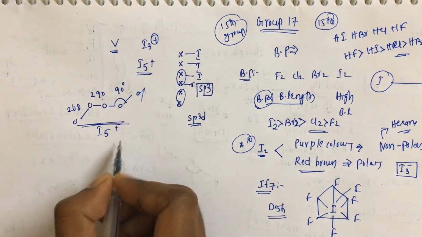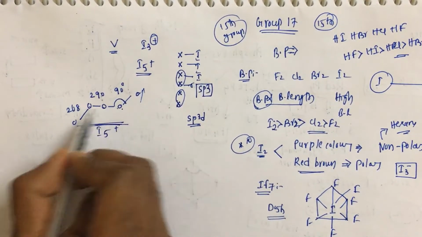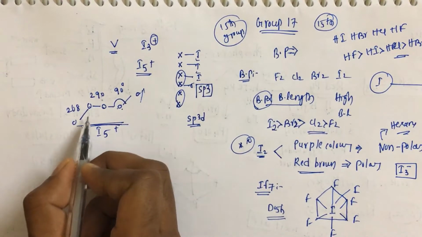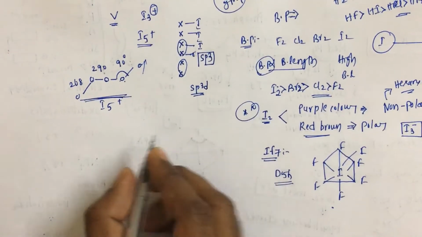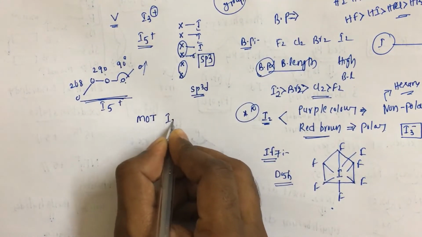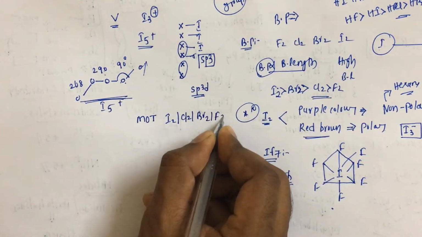This is the I5 plus structure. Here 3 iodines are on the plane, like linear, one iodine is on the top, and another iodine is down. So this is the structure of I5 plus, and now we'll go for the MOT of halogens: MOT of I2, Cl2, Br2 and F2.